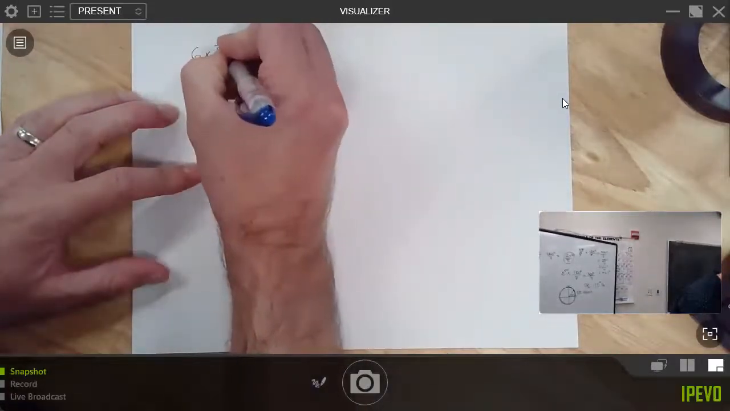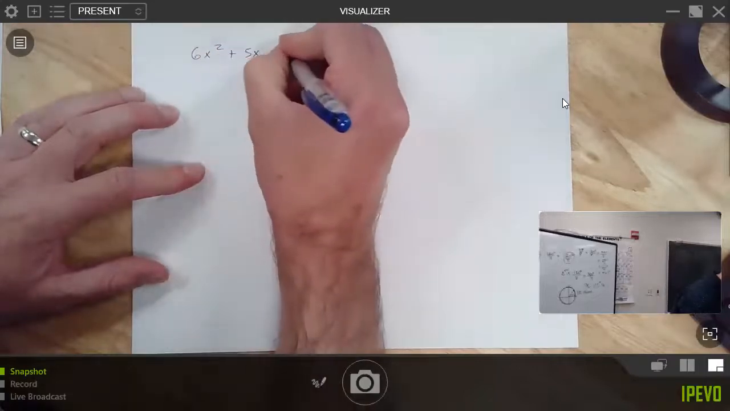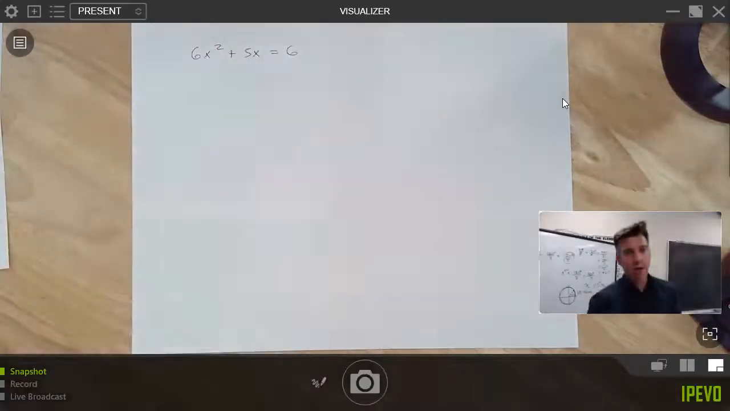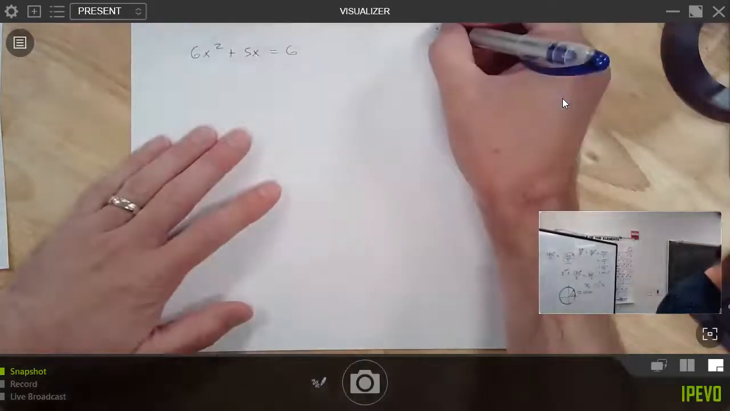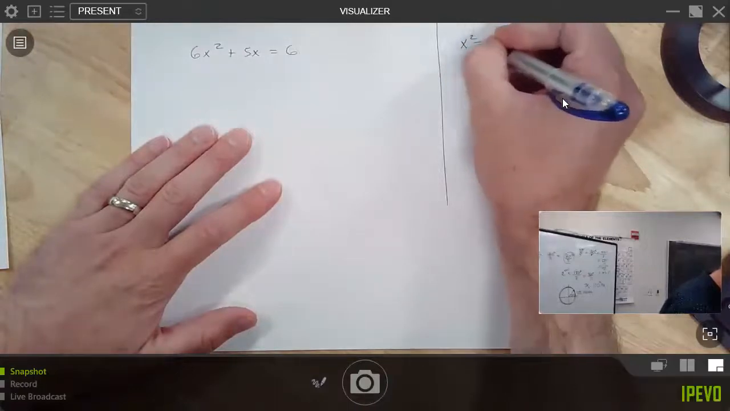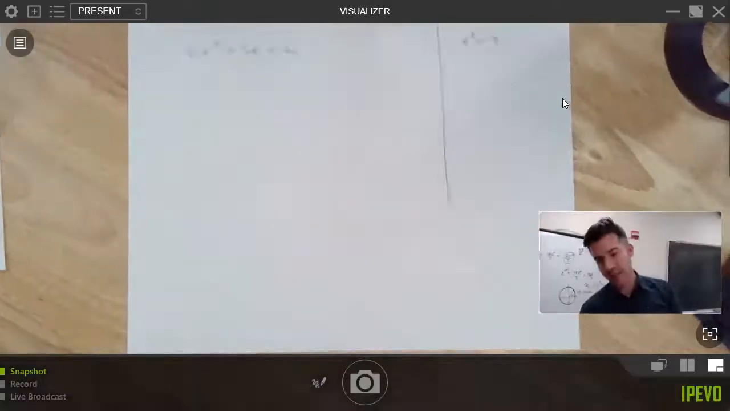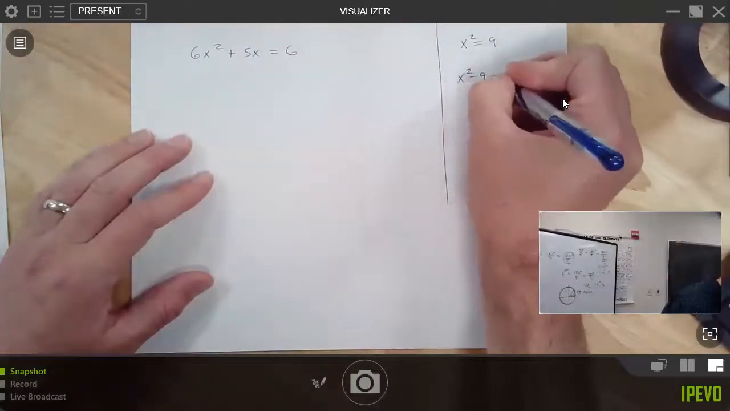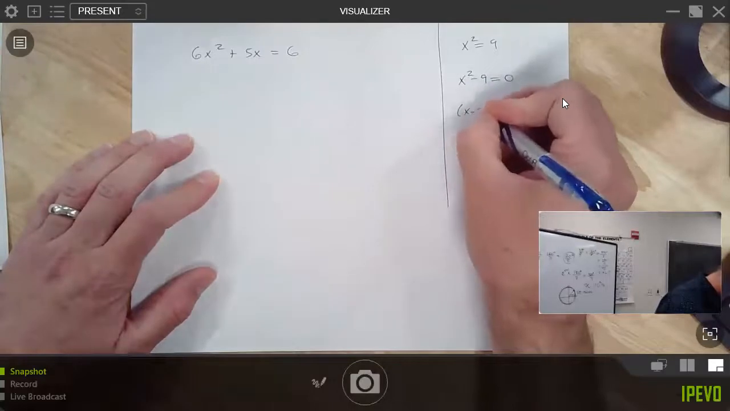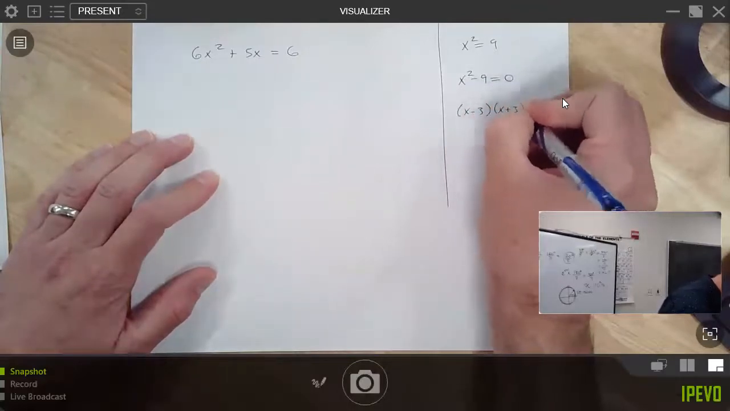6x squared plus 5x equal to 6. I will often write things not equal to 0 just to remind you to set them equal to 0, right? So the very first thing when you're solving these quadratic equations is to set it equal to 0 every time, without a doubt. Even if it's something easy like x squared equal to 9, you could probably just say that's x equal to plus or minus 3, but you could also do it as x squared minus 9 equal to 0, and then x minus 3 times x plus 3 equal to 0.